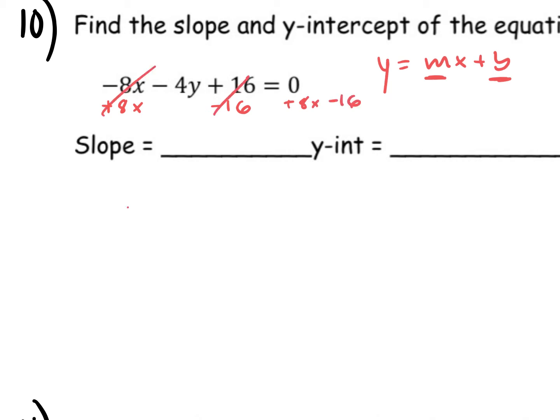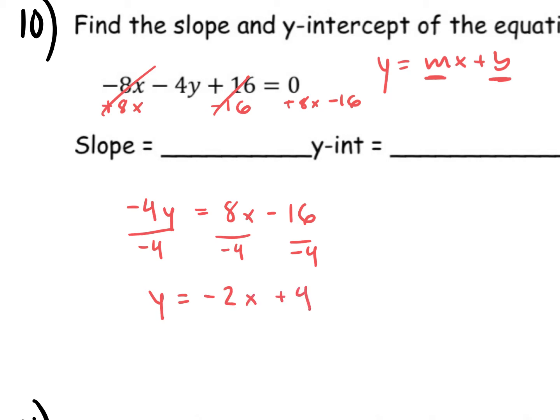So that'll move it to the left side. So I have -4y is equal to 8x minus 16. And then what should I do next? Divide by -4. So then y is equal to -2x plus 4. So what's my slope? -2. And what's my y-intercept? 4. So slope, y-intercept.